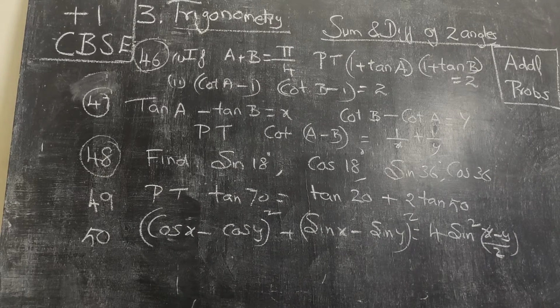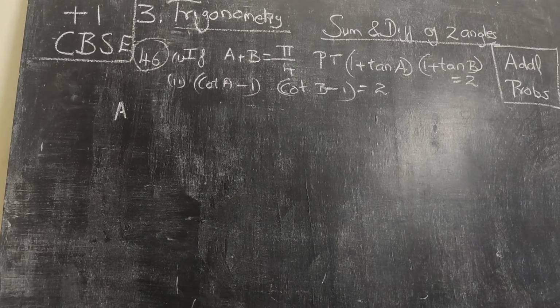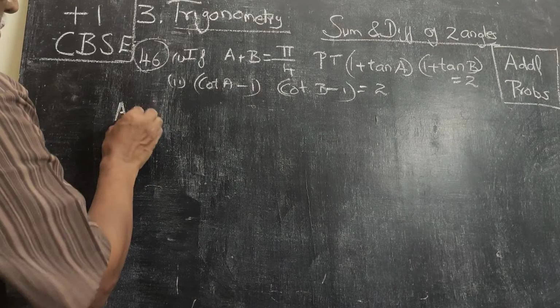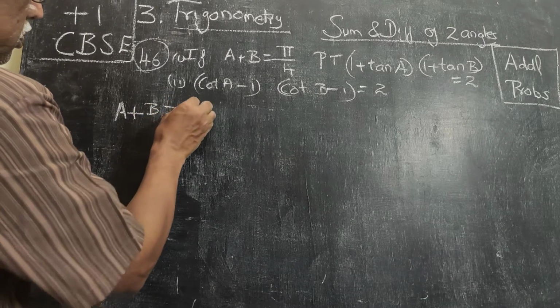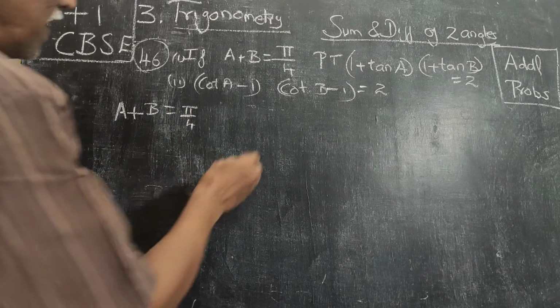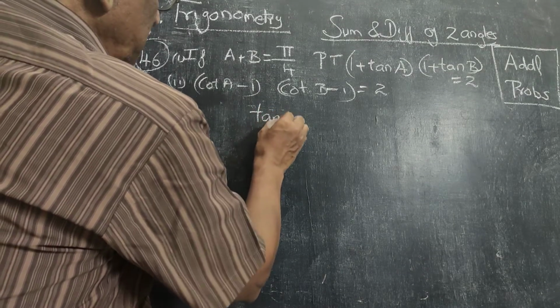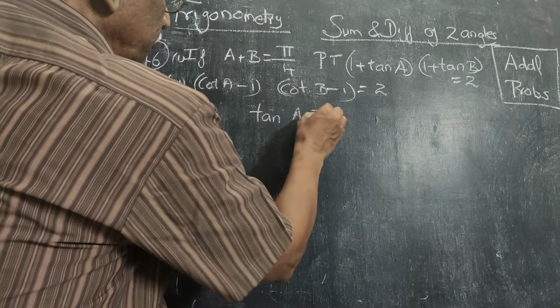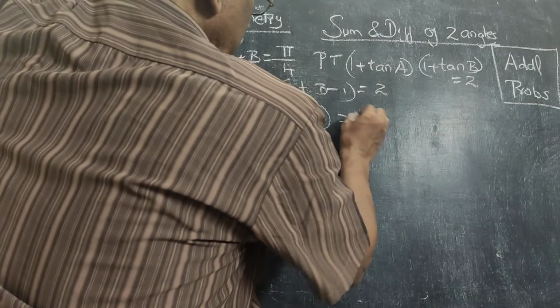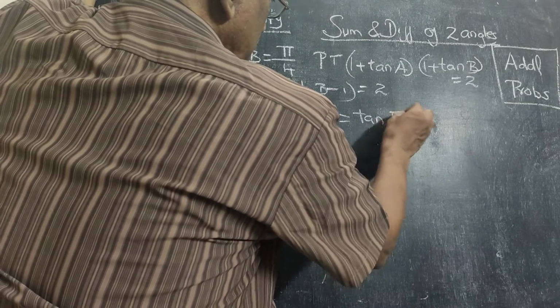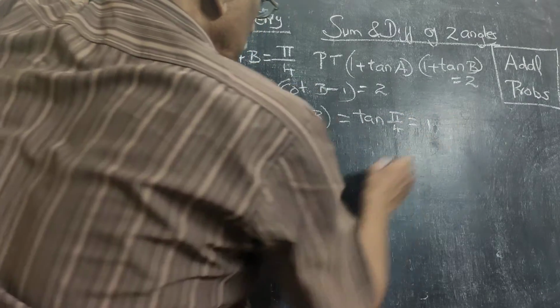Now I will go to question number 46, which is important for you. Given a plus b equal to pi by 4, taking tan on both sides, tan of (a plus b) equal to tan of pi by 4, and we know tan pi by 4 is 1.